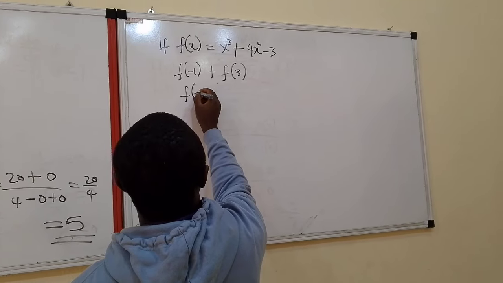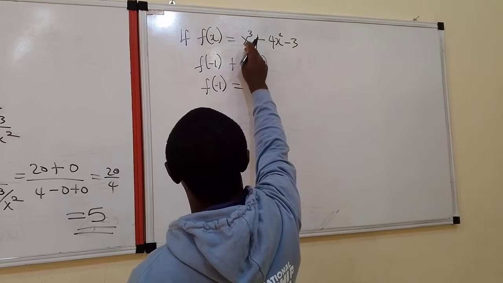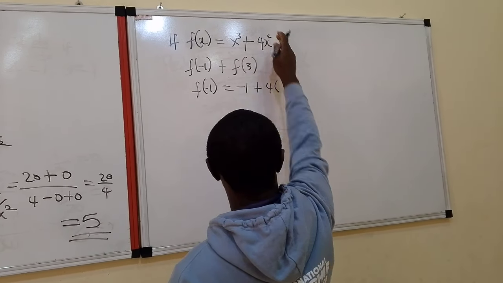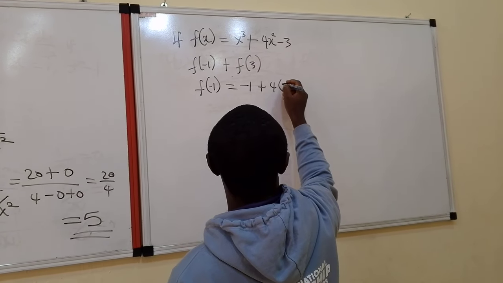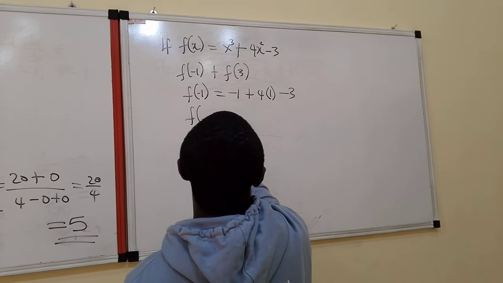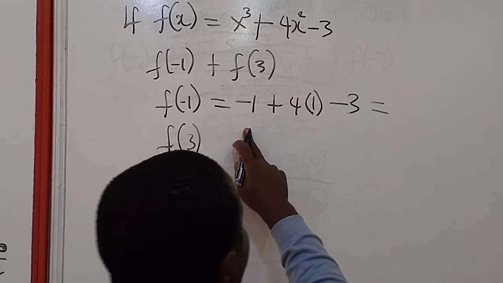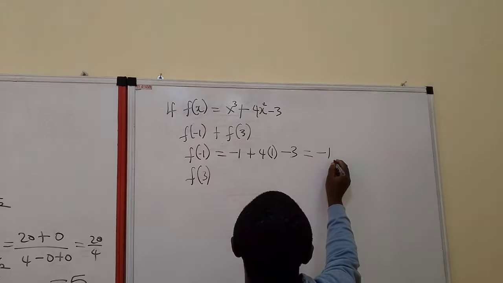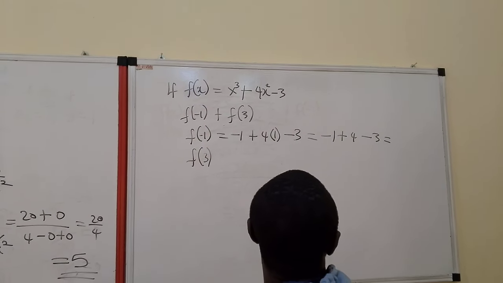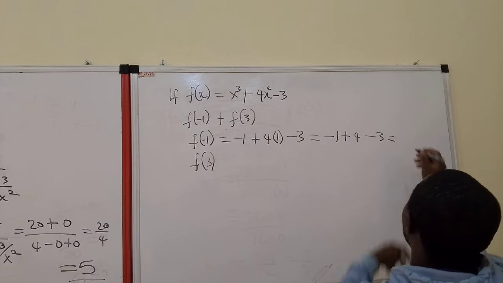First, let's look for f of minus 1. F of minus 1 is anywhere you see x, write minus 1. Minus 1 raised to the power 3 is minus 1 times minus 1 times minus 1, which is minus 1, plus 4 into minus 1 squared, which is minus 1 times minus 1, which is 1, times 4 is 4, minus 3. Then f of 3 now. Let me finish with this one first. This will give me minus 1 plus 4 times 1 is 4 minus 3. That will give me minus 1 plus 4 is 3. 3 minus 3 is 0.